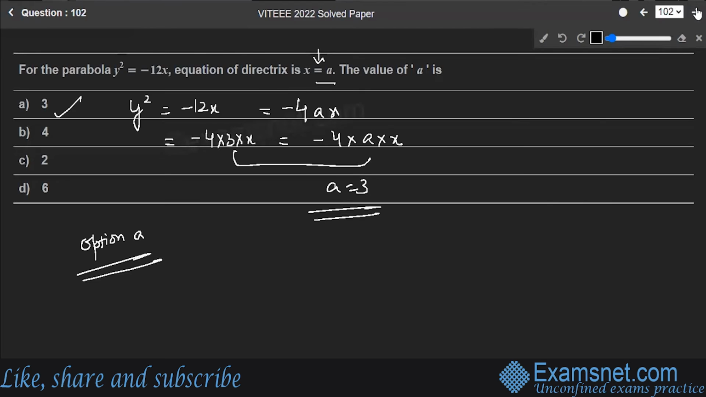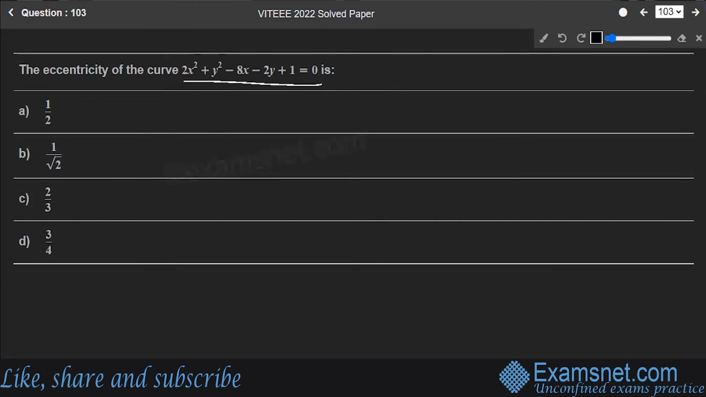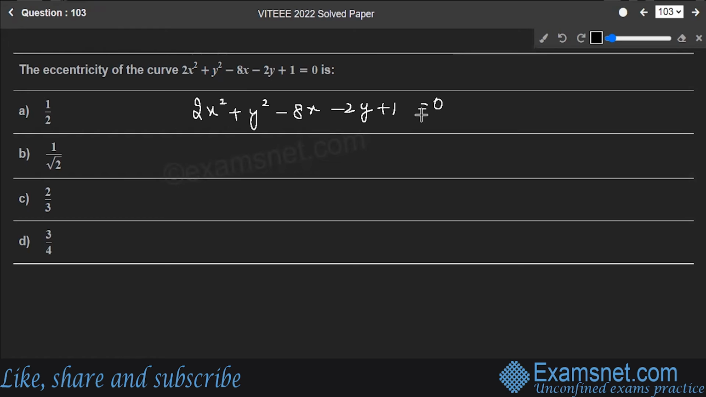Now, next is the 103rd question. The eccentricity of this curve is given by what? So this is the curve. The given curve is 2x square plus y square minus 8x minus 2y plus 1 is equal to 0. I can write it as, I'll take 2 common, 2(x square minus 4x plus 4), and minus 4 I'm taking, plus y square minus 2y plus 1 is equal to 0.